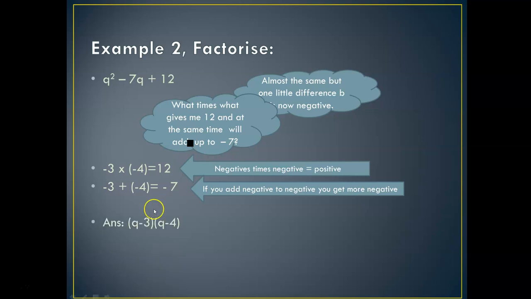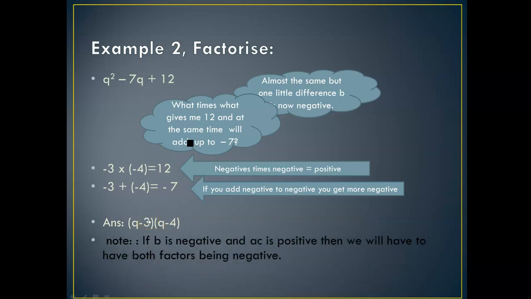So now our factors change. It's now q minus 3, q minus 4. So both our factors are negative. So something to note, if b is negative and c is positive, then we will have both factors being negative.